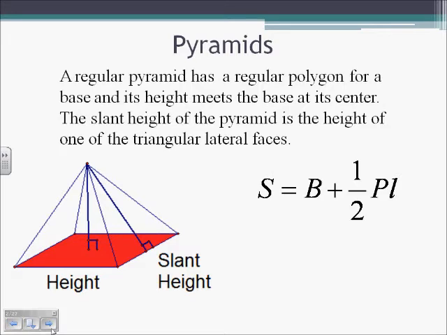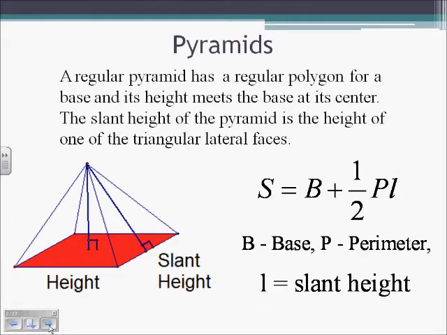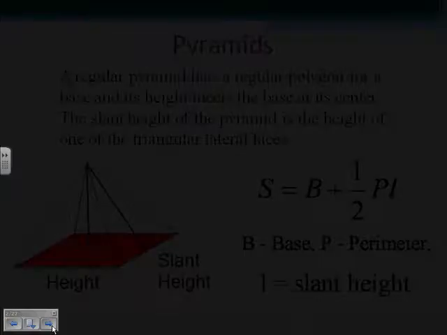The surface area for a regular pyramid is B plus 1/2 P times L, with B being the area of the base, plus 1/2 the perimeter of the base times the slant height. Again, B is the area of our base, L is our slant height, P is the perimeter.